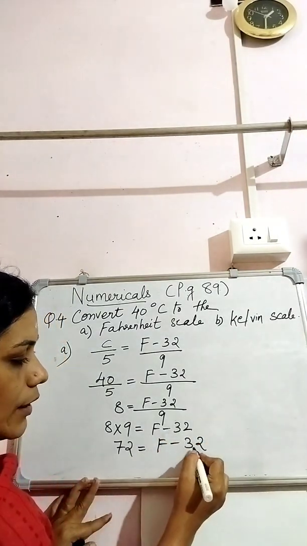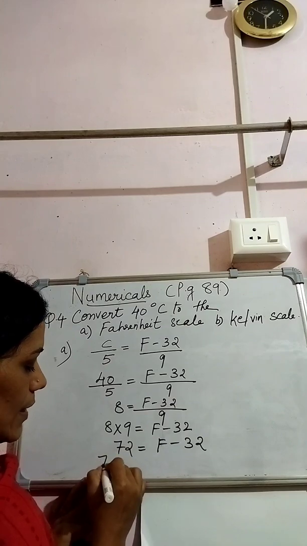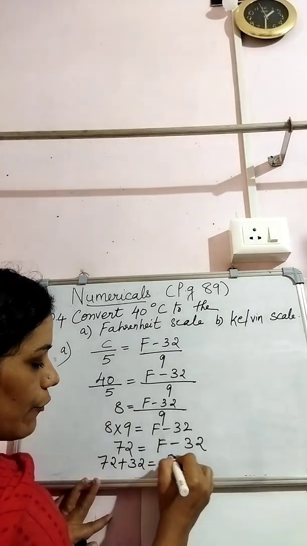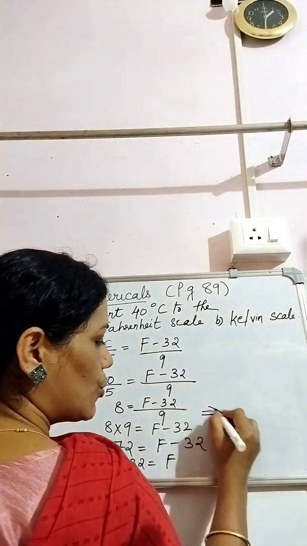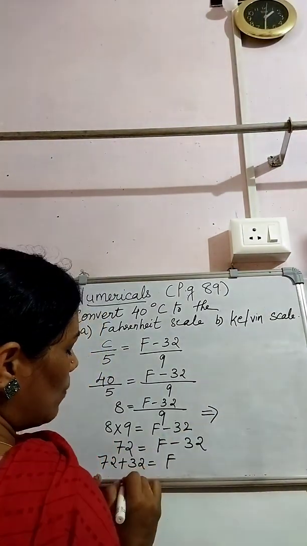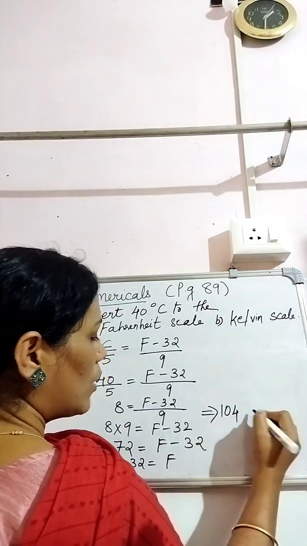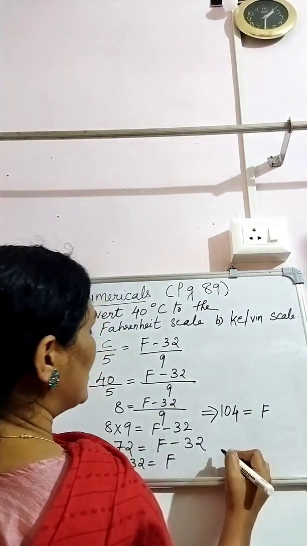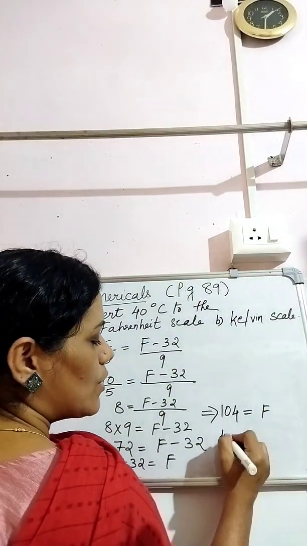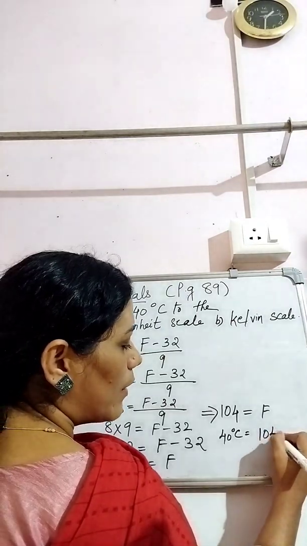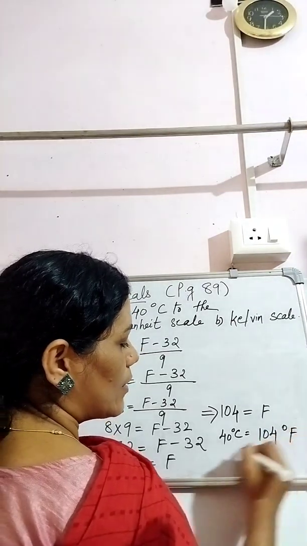Or we can take 32 to the other side. We will get 72 plus 32 is equal to F. When you add 72 plus 32, you will get 104. 104 is equal to F. Or we can say 40 degrees Celsius is equal to 104 degree Fahrenheit.